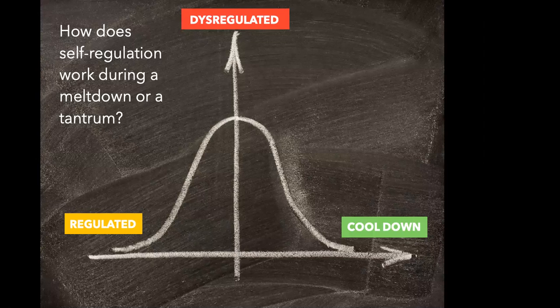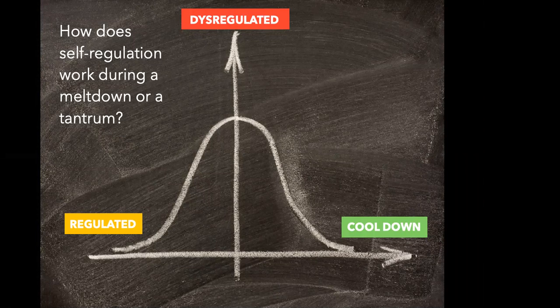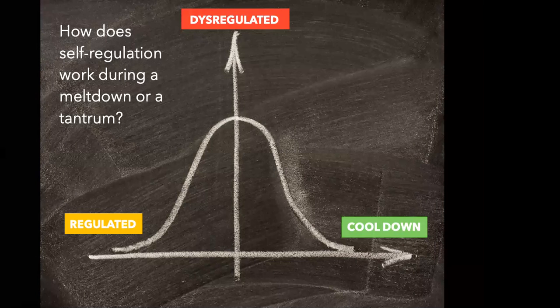But how does self-regulation work during a meltdown? Are they still regulated if they're in a meltdown? Doesn't look like it. They look regulated when they're down at the bottom of this bell curve on the left side of this chart. Regulated when they're at their baseline or their full capacity. This is the best place for children and adults to be able to process information. They're fully ready to learn. Their fight or flight system is off.